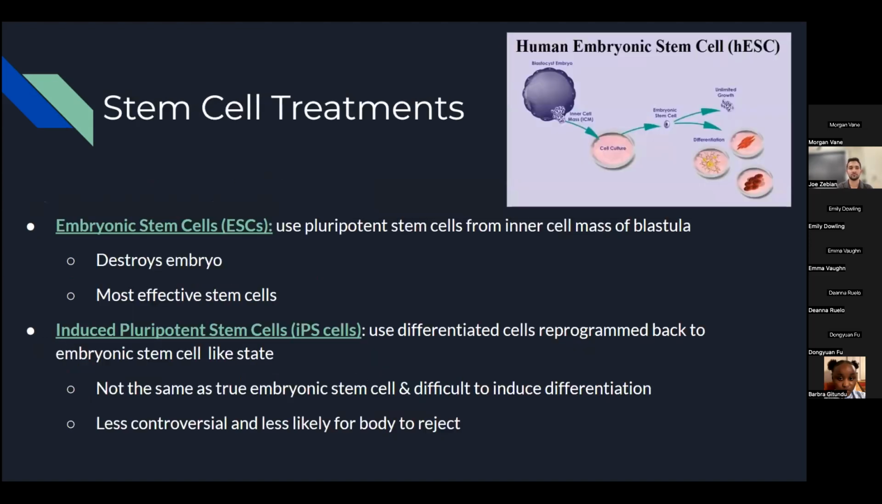So stem cell treatments. We have embryonic stem cells, which use the pluripotent stem cells from the inner cell mass of the blastula, the embryo. This destroys the embryo in order to use them, but it is the most effective stem cell treatment.